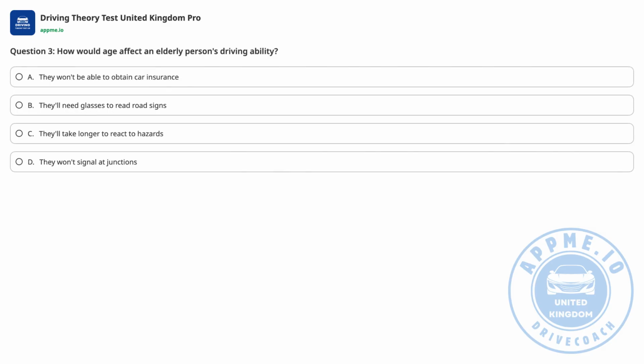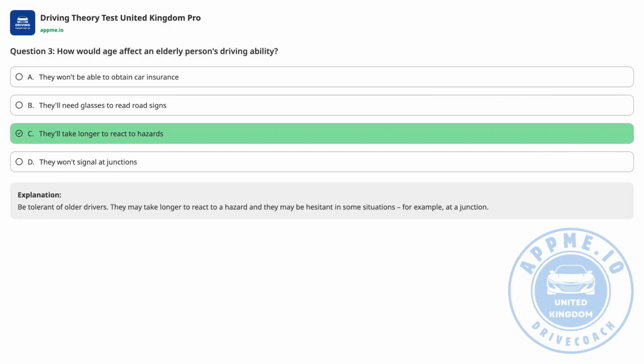Question 3. How would age affect an elderly person's driving ability? A. They won't be able to obtain car insurance. B. They'll need glasses to read road signs. C. They'll take longer to react to hazards. D. They won't signal at junctions. The correct answer is C.